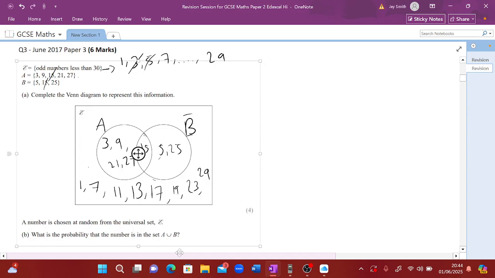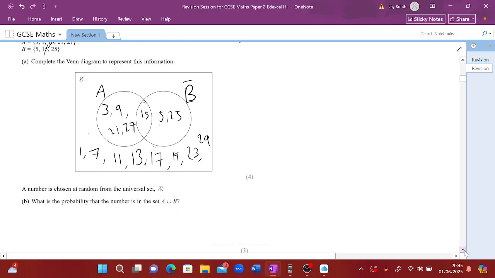So yeah, these are filled in Venn diagrams. Now every number that we have to consider, right? This weird Z symbol is the universal set, everything you have to consider. All of the numbers in this list are now filled in the box. So that's complete now. Cool. That's 4 marks as well.